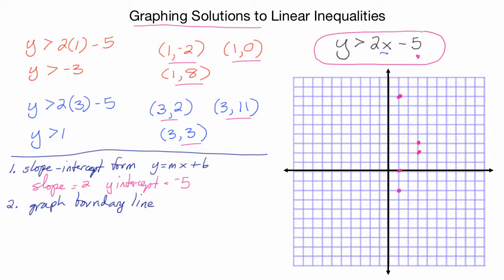We use our slope and we use our y-intercept to do that, or any of our other methods that we would use for graphing lines. So my y-intercept is negative 5, my slope's 2, so it goes over 1 up 2.